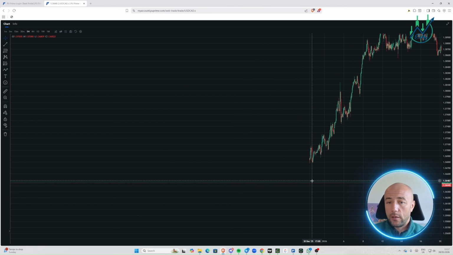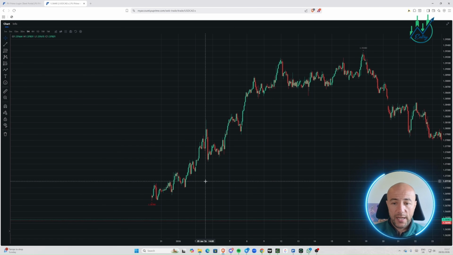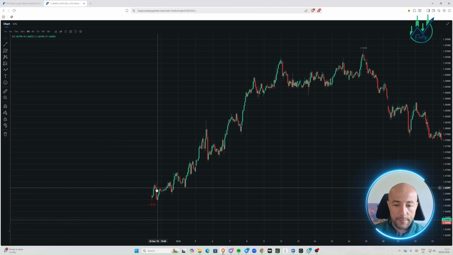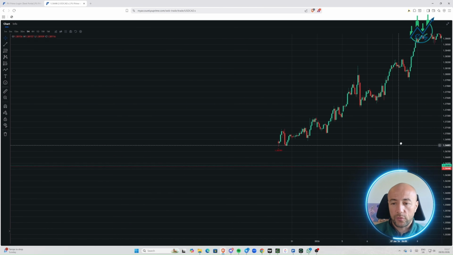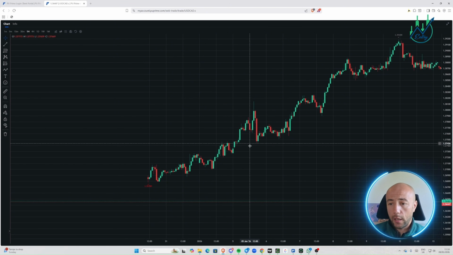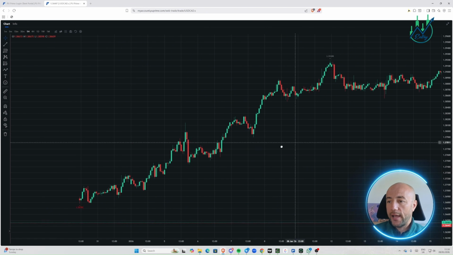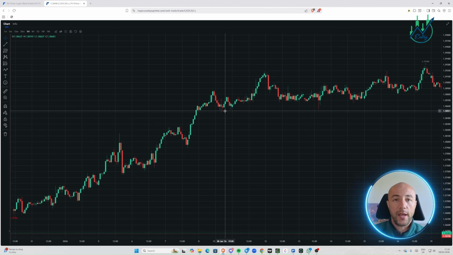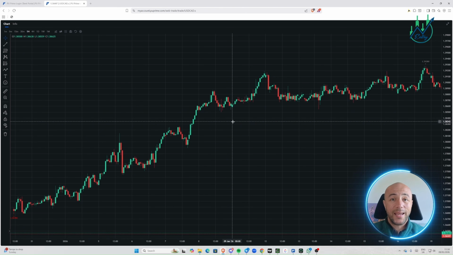So on here, right, this is just really, really clear, right? So we've got a higher high, higher low, higher high, zoom in a bit, higher low, higher high, higher low, and so on, higher high, higher low. Okay, that is an uptrend.